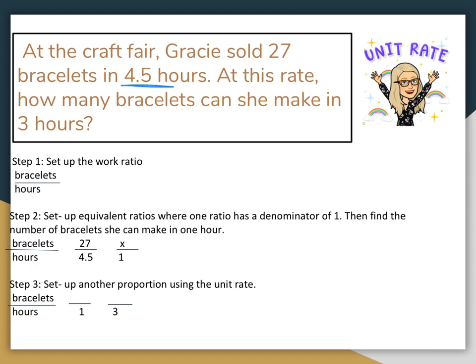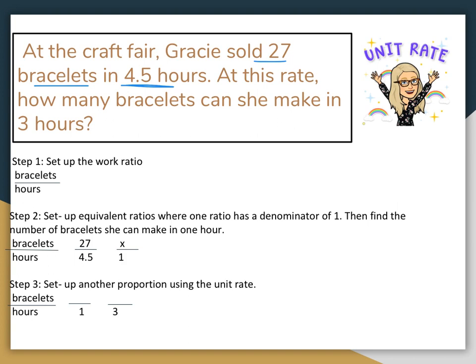So our first step is to set up the word ratio, bracelets to hours, because it says how many bracelets she can make in 4.5 hours. That's a rate. The next step would be to set up equivalent ratios where one ratio has a denominator of 1, meaning if we can find out how many bracelets she can make in 1 hour, then it will be so easy to determine how many bracelets she can make in 3 hours.